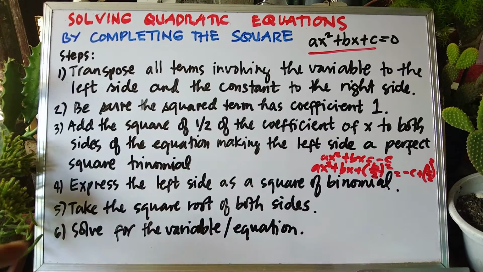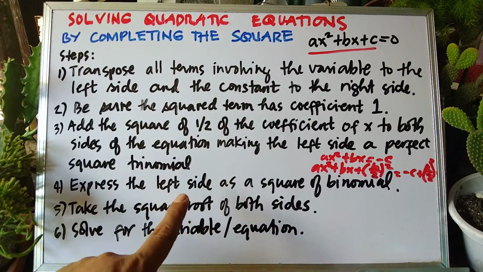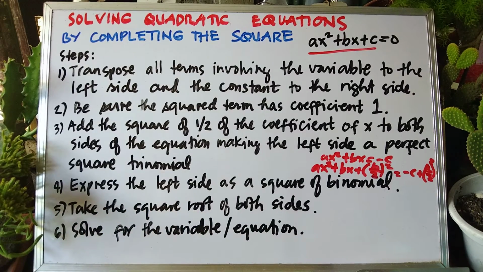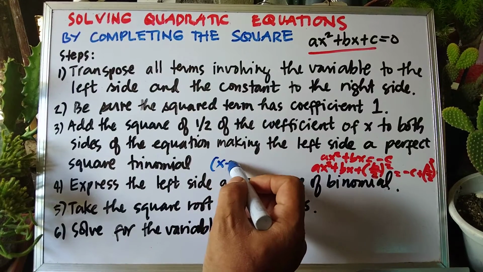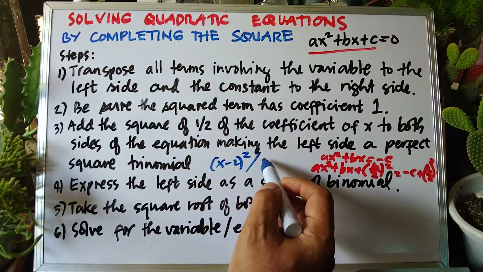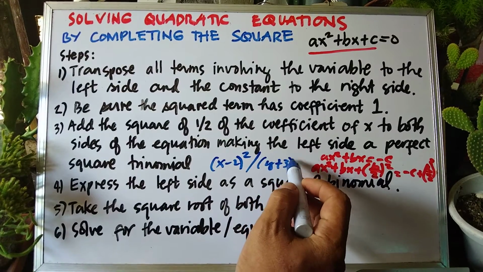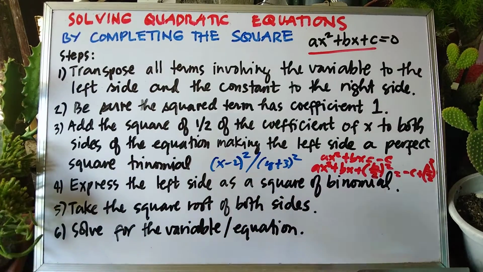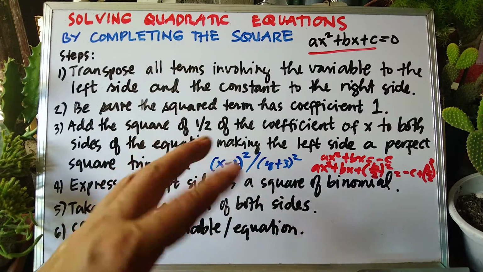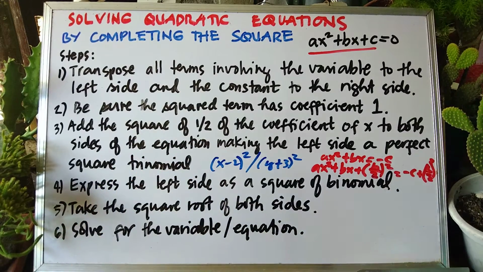Number 4, express the left side as a square of binomial. Are you familiar with the square of binomial? If you can still recall, sa factoring, it looks like this, for example (x minus 2) squared or (y plus 3) squared. It's a square of binomial, correct? Dapat ganito yung itsura sa step 4. Then number 5, we apply the square root property. We take the square root to both sides of the equation, so that we can proceed to number 6, wherein we can solve the variable or the equation.